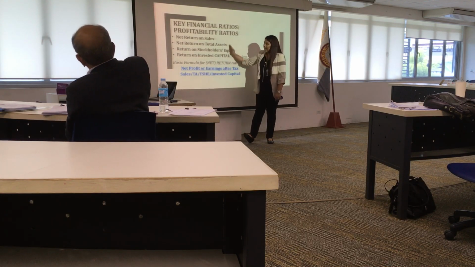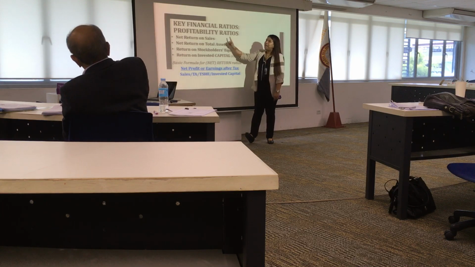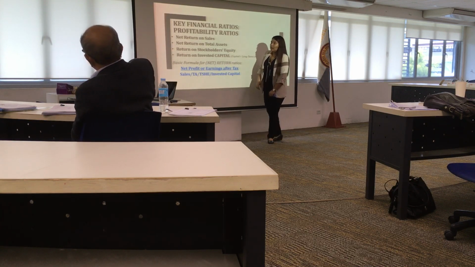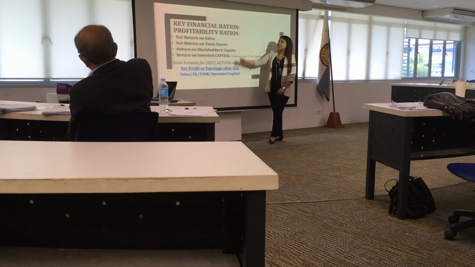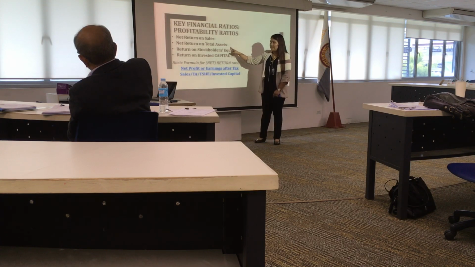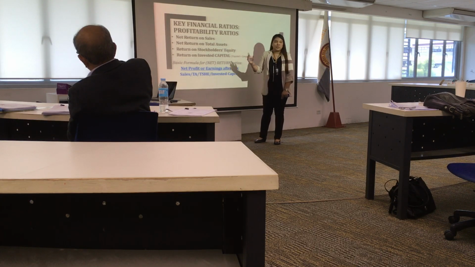So we have several items for returns. You have net return on sales, which will be net profit over sales. Next, net return on total assets, which will be net profit over total assets. Next, return on shareholders' equity, which will be net profit over total shareholders' equity.